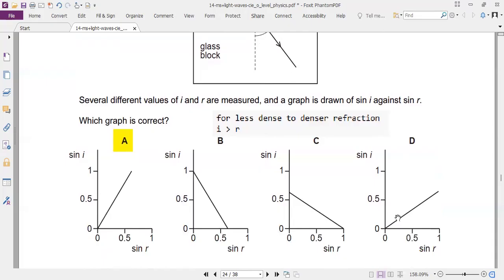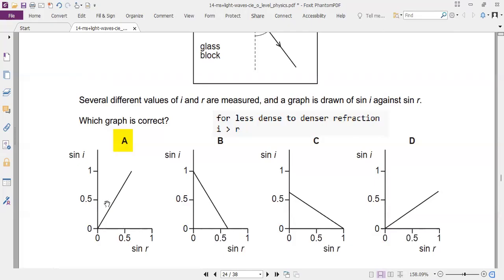So here in D, I is smaller and R seems greater. So when we increase I by this, R is increasing more. That's why we have rejected this one. So this one is left as the only choice, and it is correct because when we increase I, R is increasing less.